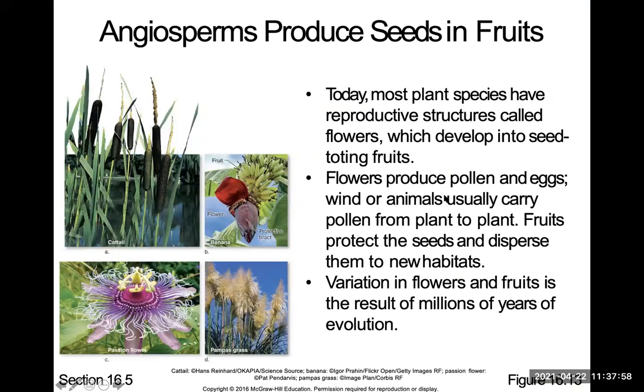So flowers, they produce pollen and eggs. Wind or animals, so some of them still rely on the wind, usually carry pollen from plant to plant. Fruits protect the seeds. Also entice the animals. Animals can eat those seeds and then poop them out somewhere, and that seed can grow maybe far away from the parent plant. There can be variation in flowers. I just showed you a few. They don't always look like this, and that happened through millions of years of evolution.